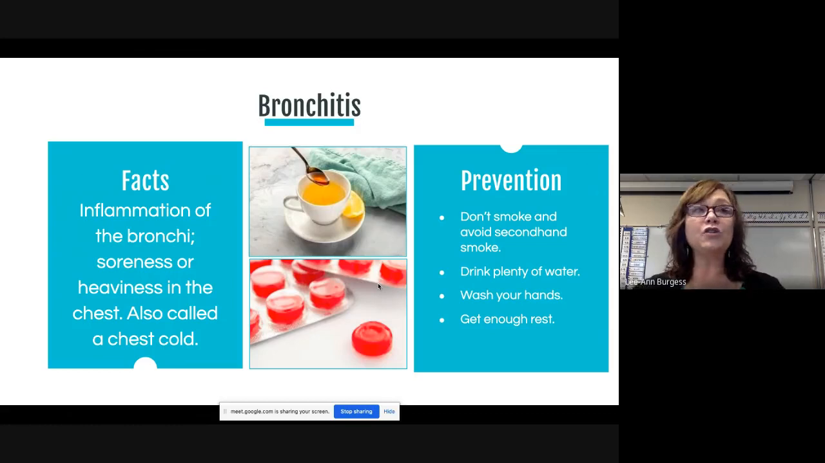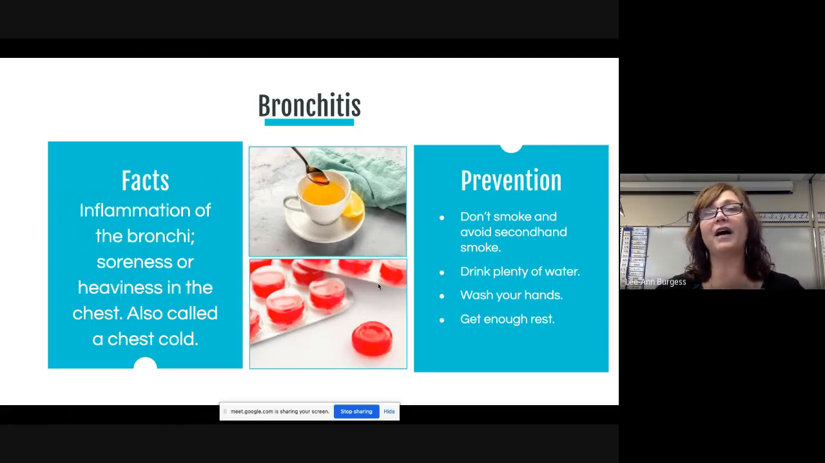Bronchitis can also be prevented. You prevent it by not smoking and avoiding secondhand smoke wherever you can. You need to drink plenty of water. Of course, washing your hands will help prevent it. And be sure that you're getting enough rest, because when your body is tired, it can't fight off viruses as often, or bacterial infections as frequently or as effectively. So make sure you're not smoking, you're drinking plenty of water, you're washing your hands, and you're getting enough rest.